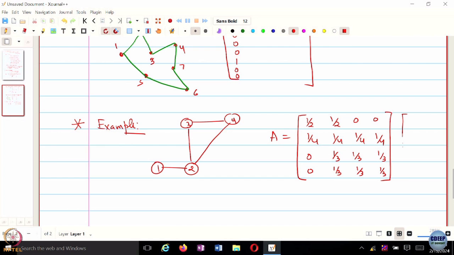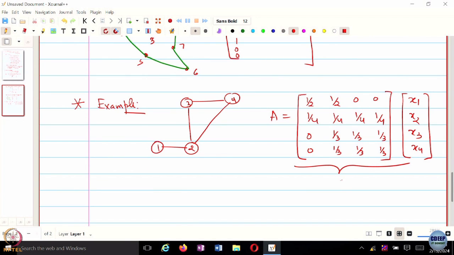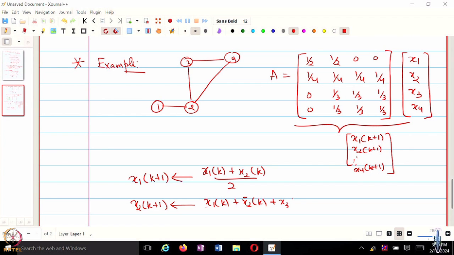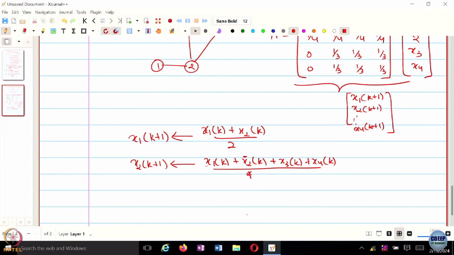And what is it really trying to do? Suppose I multiply this with x1, x2, x3, and x4. This basically gives me the new x, right? Let's say x1 at k plus 1, x2 at k plus 1, up to x4 at k plus 1. This basically gives me new xi's. So according to this, xi at k plus 1 is going to be an average of your own estimate and your neighbors' estimates, right? Likewise, x2 at k plus 1 is going to be an average of x1 at k, so your own estimate and then your neighbors' estimates, and you weigh all of them equally. In this case, we have an equal weighting for all the information that we have. Similarly, x3 at k plus 1 is going to be x2 at k.